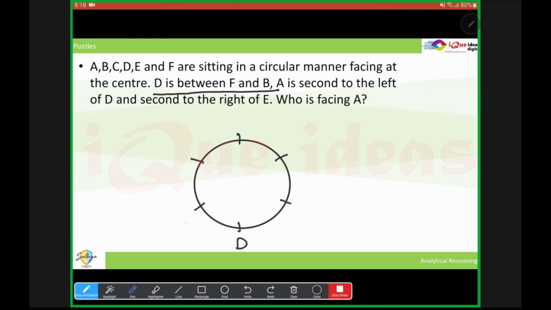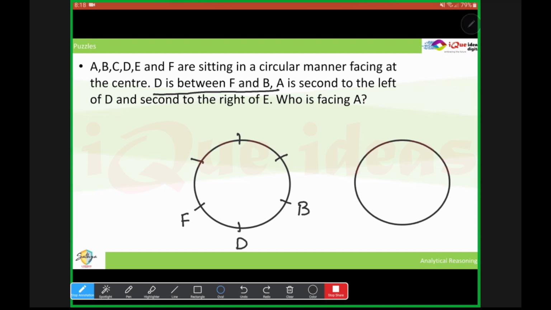So, D ko F and B ke beech mein aise bhi bitha sakta hun. Lekin yaad rakho, D ko F and B ke beech mein aise bhi bithaya ja sakta hai. F bhi left right bhi ho sakte hain, right left bhi ho sakte hain. So, you have to be careful. To ya to aap ek hi circle mein andar bahar aise arrangement karo, ya agar aisa confusion nahi chahiye, to you can simply draw two different circles and make sure that you do the arrangement in them.